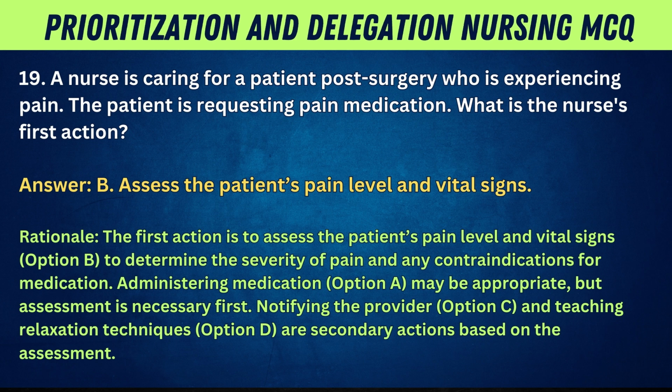Rationale. The first action is to assess the patient's pain level and vital signs, option B, to determine the severity of pain and any contraindications for medication. Administering medication, option A, may be appropriate, but assessment is necessary first. Notifying the provider, option C, and teaching relaxation techniques, option D, are secondary actions based on the assessment.